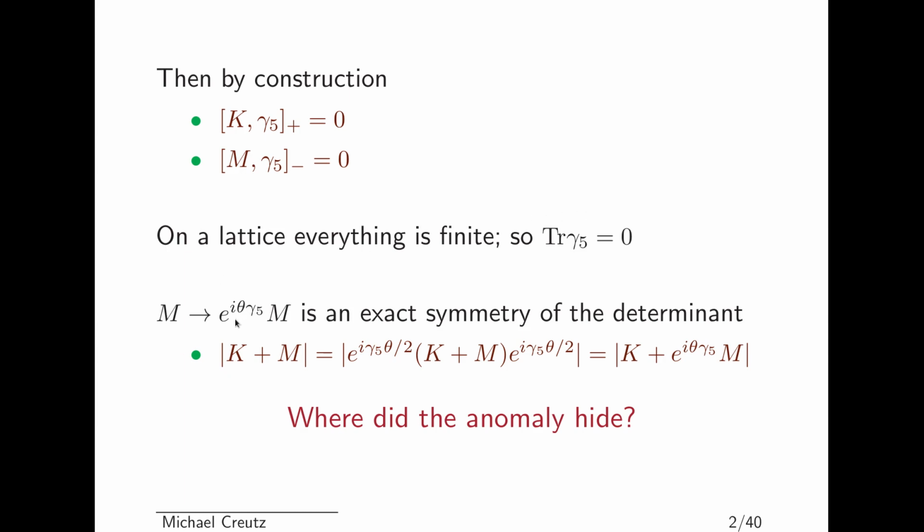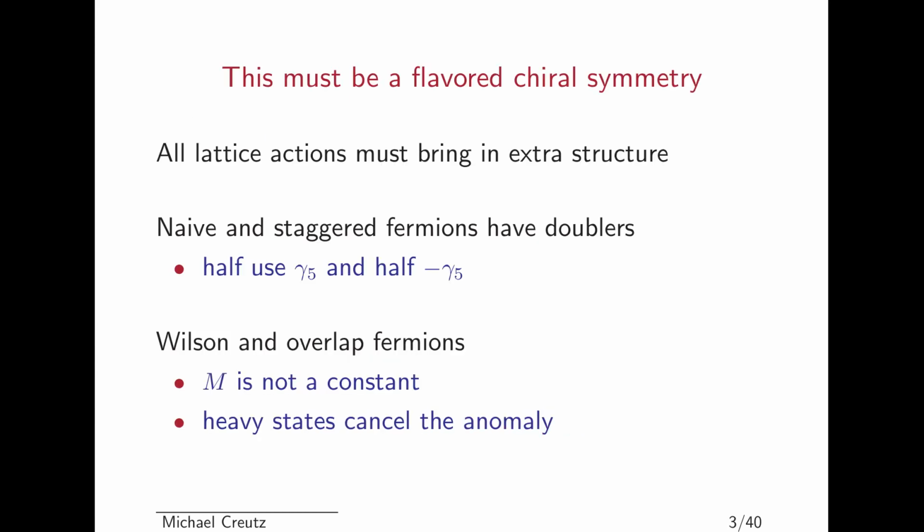This means that if I take my mass and multiply it times the phase, this is an exact symmetry of the fermion determinant. K plus m, I just put my e to the gamma 5 theta over 2 on the left and the same thing on the right. These cancel out on the kinetic term, but they put a phase into the mass. And as I told you yesterday, a phase in the mass is related to the theta parameter. So where did the anomaly hide? This must be a flavor-changing symmetry. It's the only way it can work.